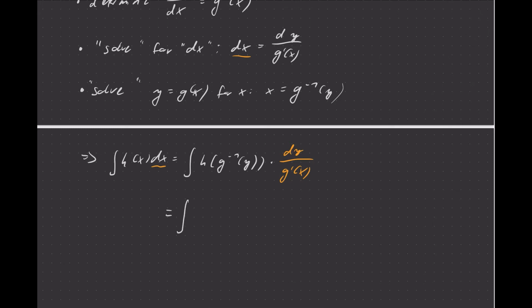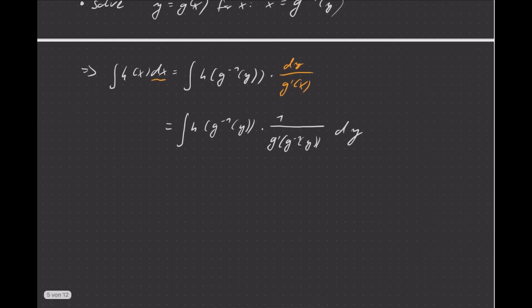So formally, this integral now becomes quite complex. Copy the first part. Yeah, then there's the second part, 1 over g prime of g to the minus 1 of y dy. And now we have an integral that depends just on y. We can integrate that, and we can revert the substitution afterwards, if necessary.